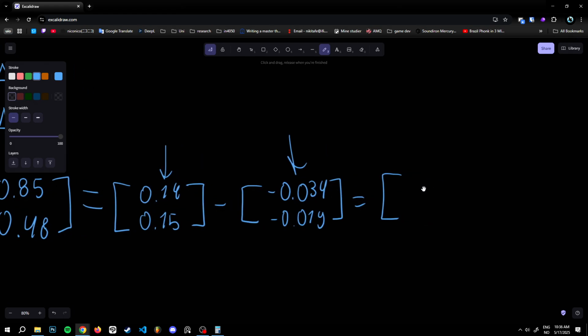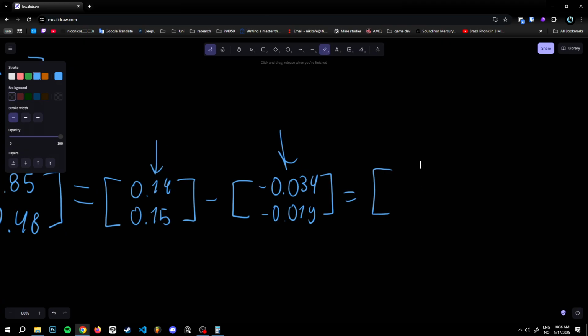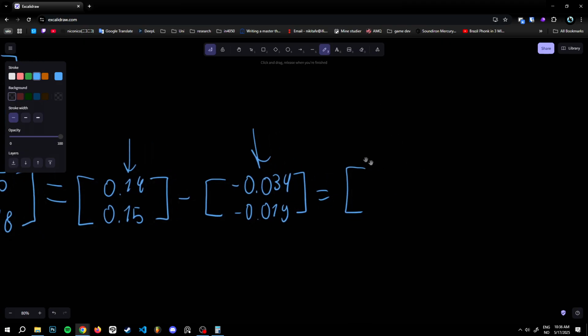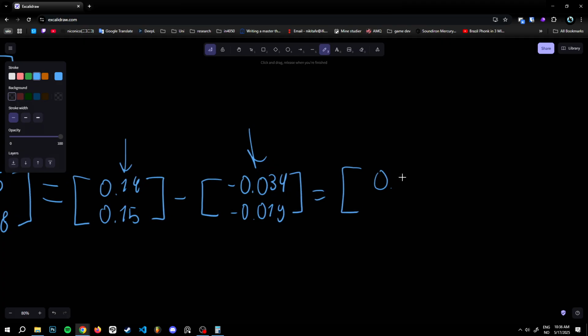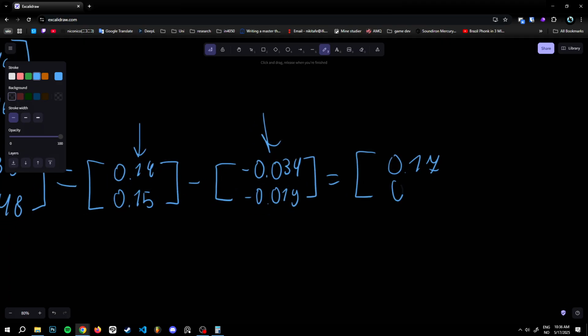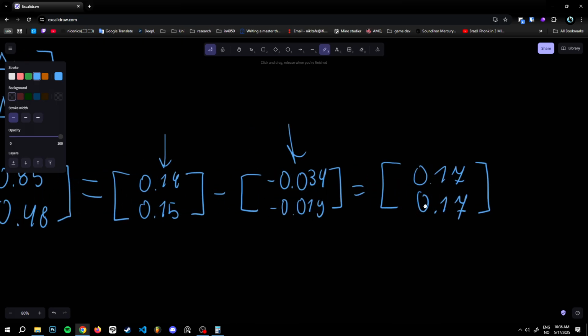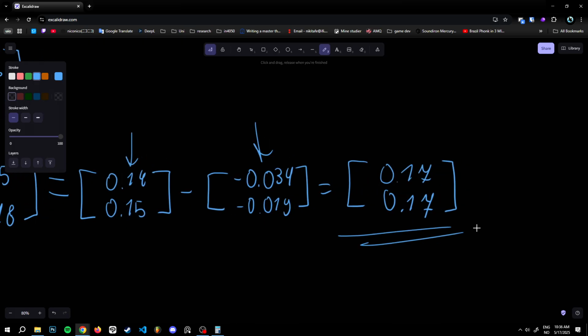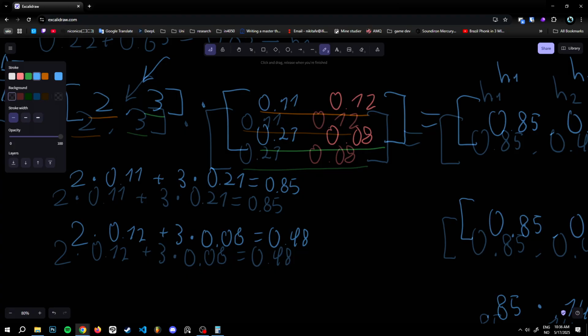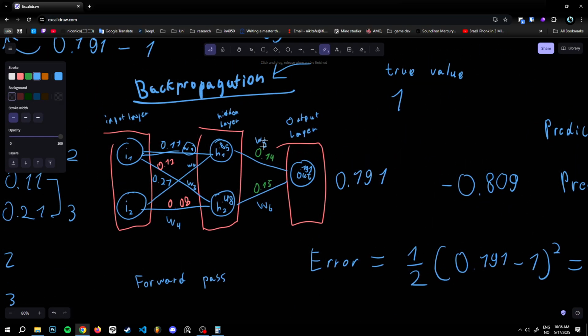In the notes, we're just rounding to 2 decimals, so 0.17, 0.17, the same. There we go. And so this is going to be our new weights for weight 5 and weight 6. Boom, now our neural network has learned the new weights because it adjusted.